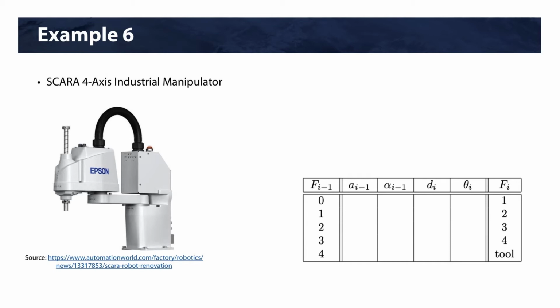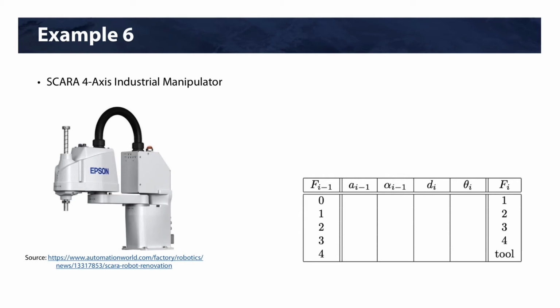Our next example is the SCARA, 4-axis industrial manipulator. SCARA manipulators are used for pick and place operations in the plane. So they have 4 degrees of freedom, and they are able to pick up something in the plane and then drop it off in another location. So these are good for high-speed pick and place activities.